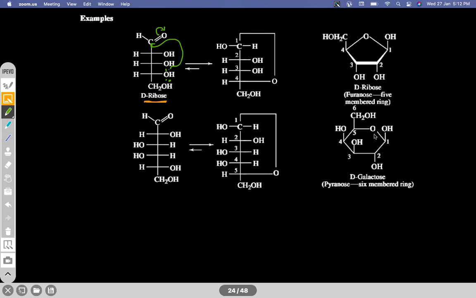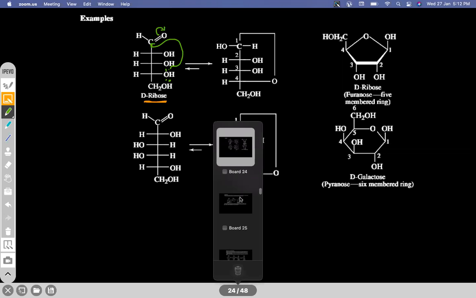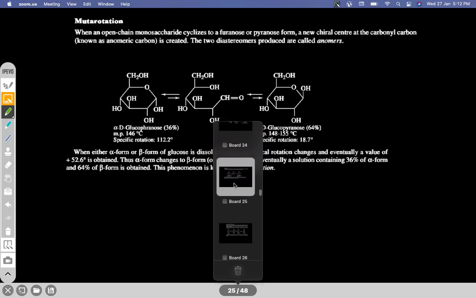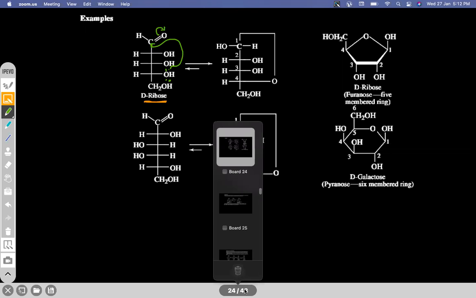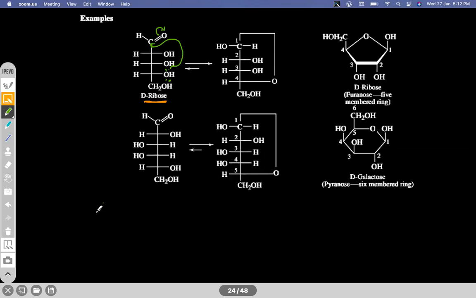Okay, the Haworth structure of glucose is based on a molecule called pyran. Pyran, the formula is this. And the Haworth structure of glucose is based on this only. This is pyran. And the Haworth structure of glucose, if you see, you'll get this.